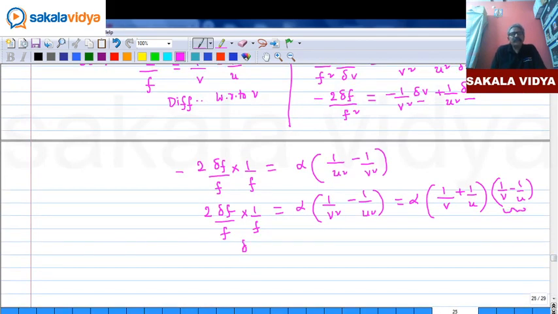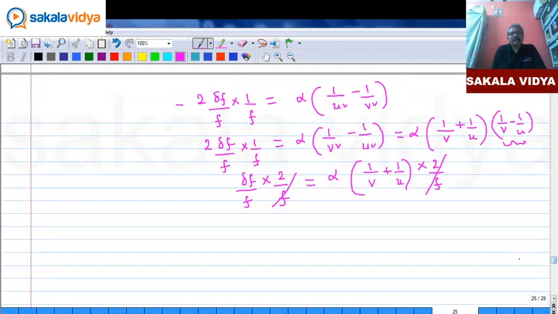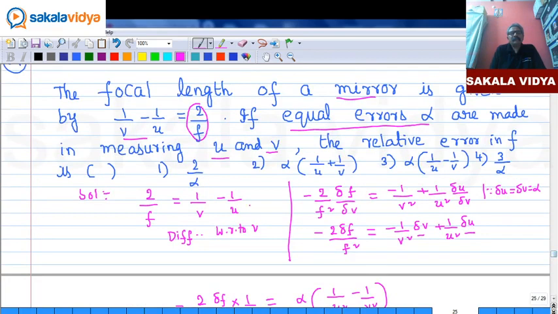So, that means delta f by f into 2 by f equals alpha multiplied by 1 by v plus 1 by u into 2 by f. This 2 by f, 2 by f cancel. Now delta f by f equals alpha into 1 by v plus 1 by u. Now you choose the option. Second option is the right option.